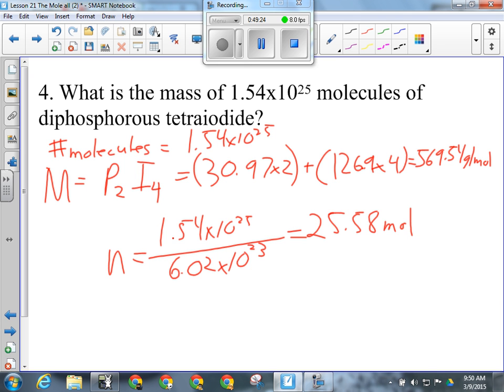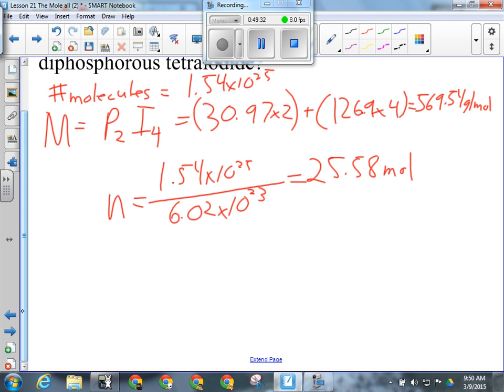So now that I have n and I have big M, can I find little m? Yeah, because now I've got 2 out of the 3 parts of the mole equation. All right, so n equals little m over big M. What do I do with big M? How do I move it over? Multiply it, right. Okay. Now I just got to plug in my numbers.